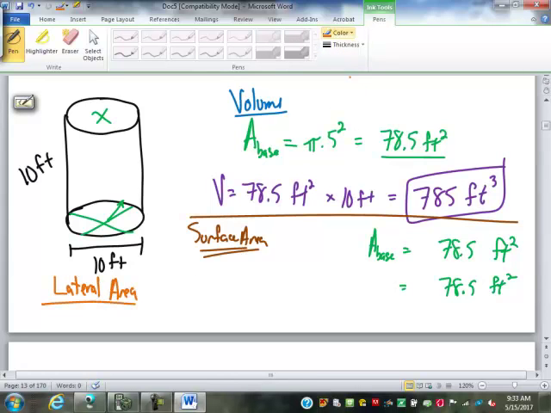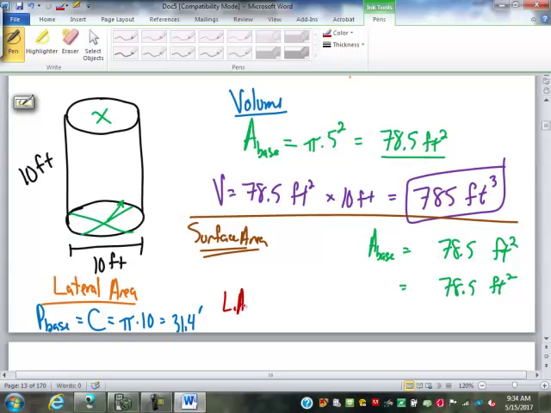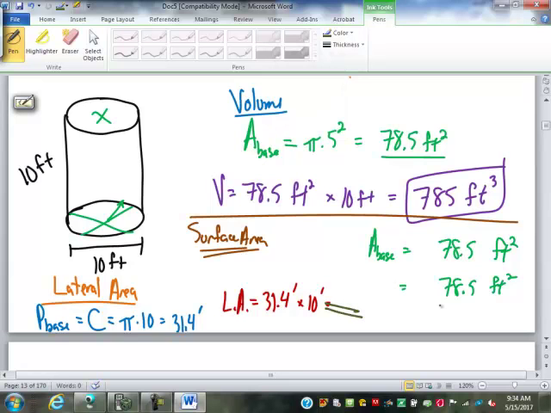To do my lateral area, I need to know the perimeter of the base. Now, since the base is a circle, the perimeter is just the circumference of that circle. How do I find circumference? Pi times diameter. So pi times the 10 feet, which is going to be 31.4 feet. So my lateral area with the perimeter of the base, 31.4 feet, times my height of 10 feet, which is going to give me 314 square feet.